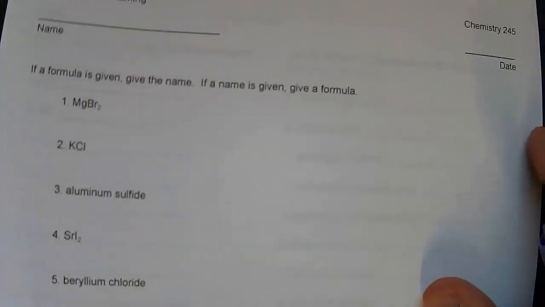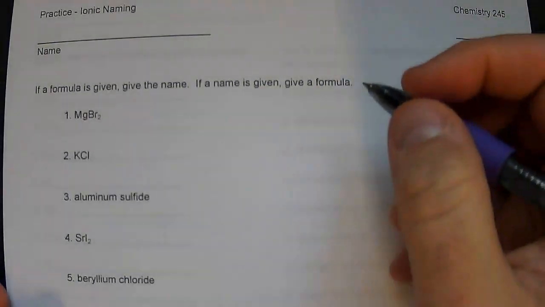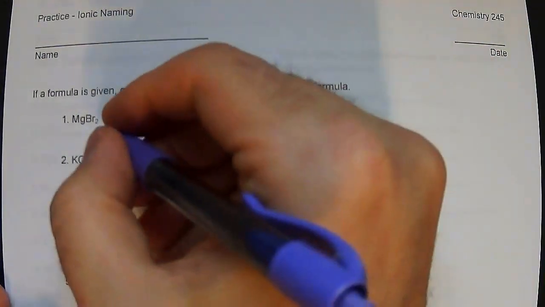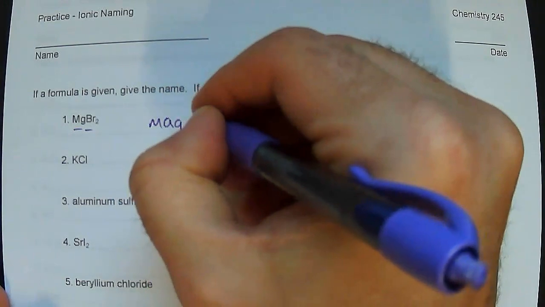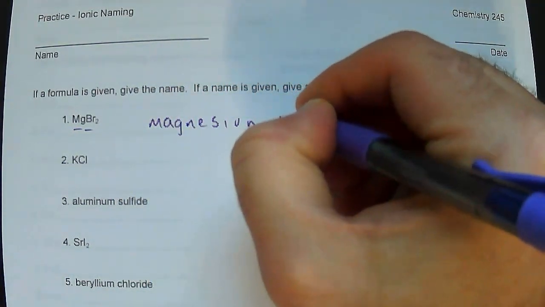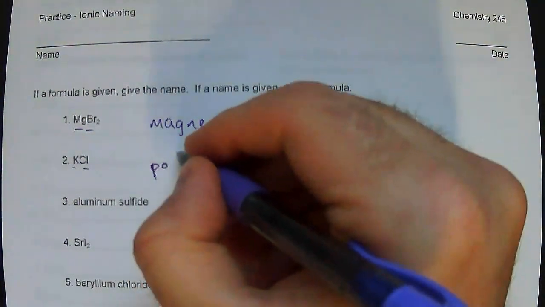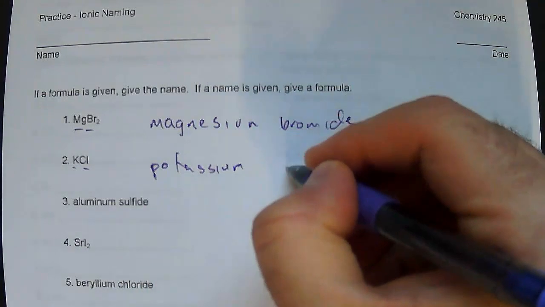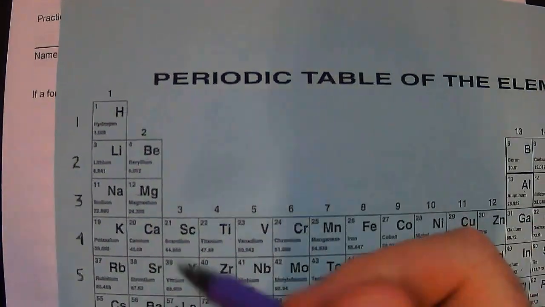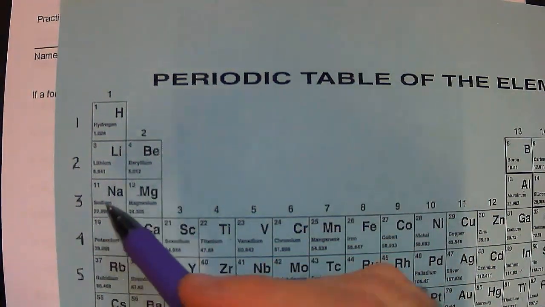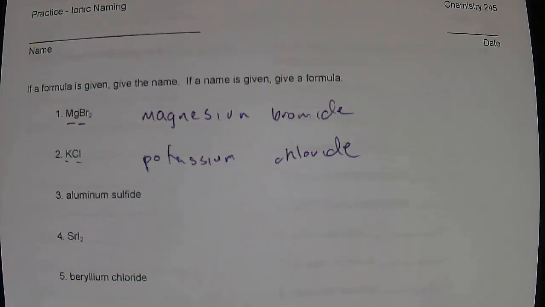Then sheet 3 is a mix of names and formulas, so we'll do this. So let's see here. We're given the formula here, MgBr2, so we'll name it magnesium bromide. Okay, KCl is potassium chloride. And just so you know, the periodic table that you have has the names spelled correctly, so please make sure that you use that as a reference.